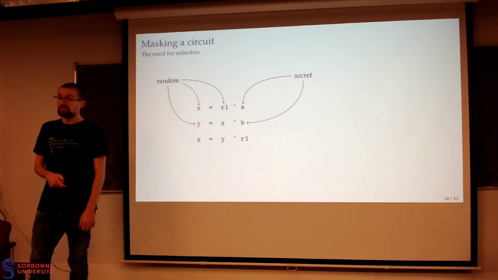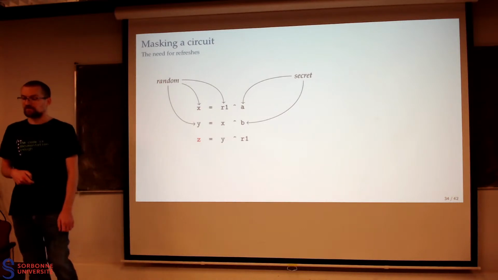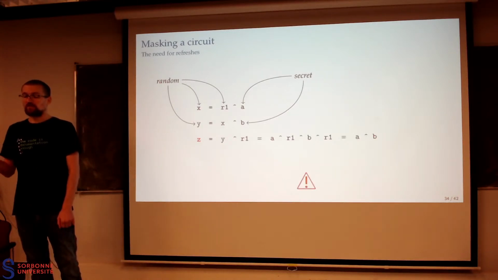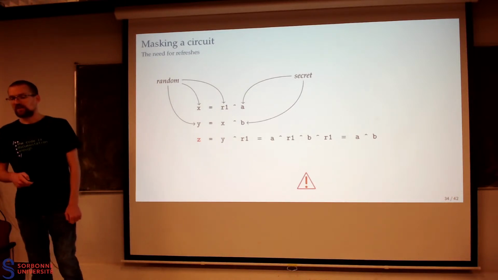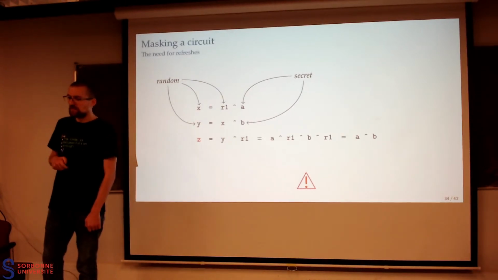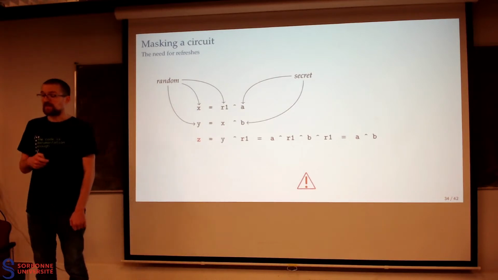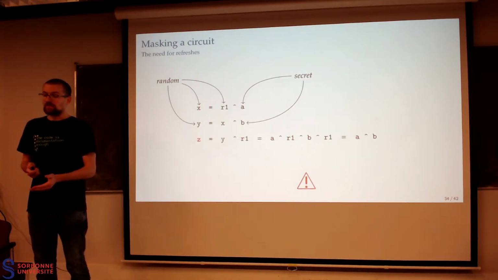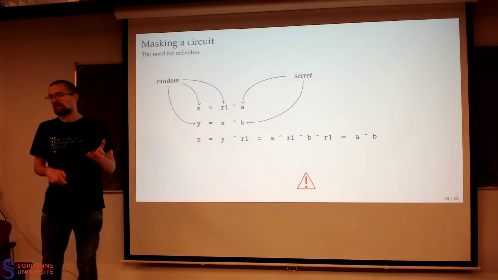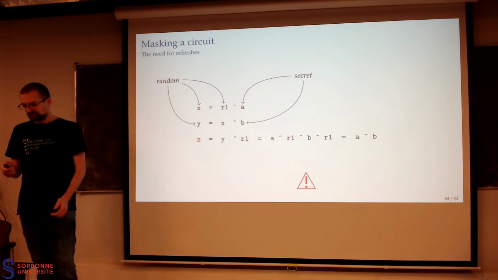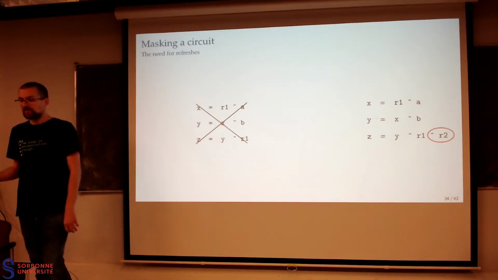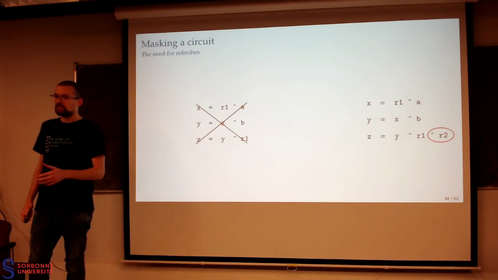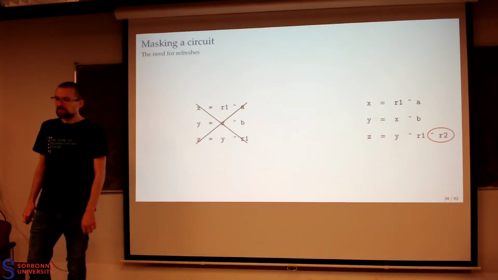However, when you look at Z, which equals Y XOR R1, and if you expand the definition of Y, you end up with Z equals A XOR R1 XOR B XOR R1, and both XOR R1 cancel out, and thus you end up with Z equals A XOR B. And since A and B are secret, if the attacker probes Z, it will gain information about both A and B. So in that case, what we would need to do is to add a new random variable, R2 for instance, and XOR it before getting the result of Z, and this operation is called a refresh.